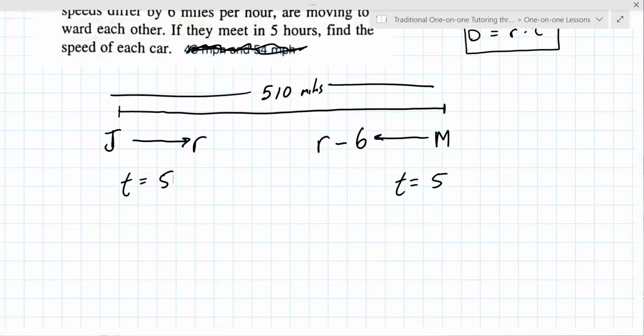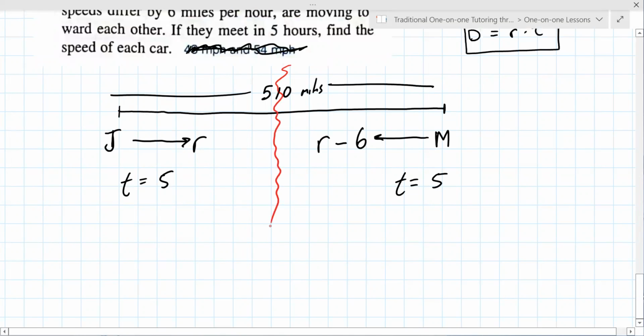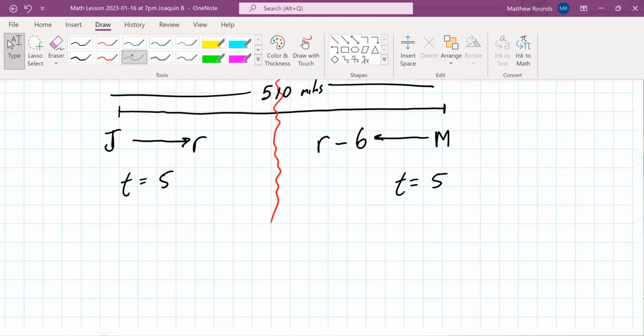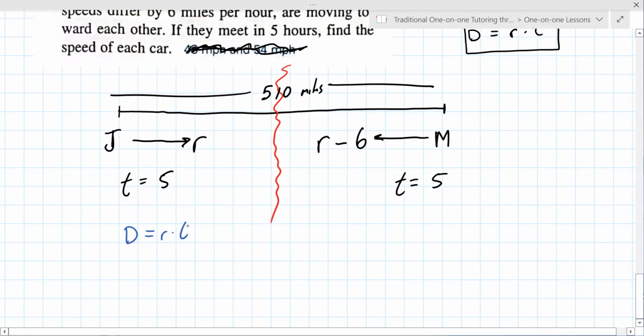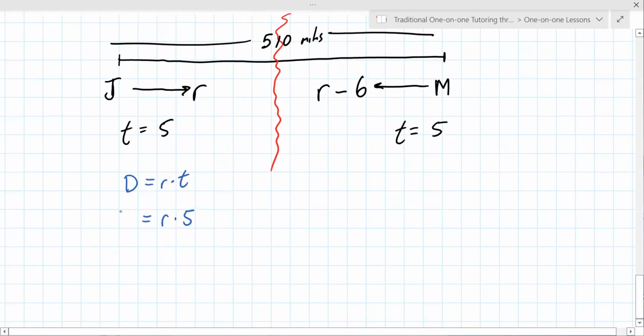All right, now after you've set up the scenario, you generally now write a D equals RT for each person. So let's start with you. Let's start with the rate. What is your rate? R. What is your time? 5. So you're r and 5. Now, do you know how far you went? No. So we're going to call that D1, subscript 1. Is the subscript okay? Yeah.